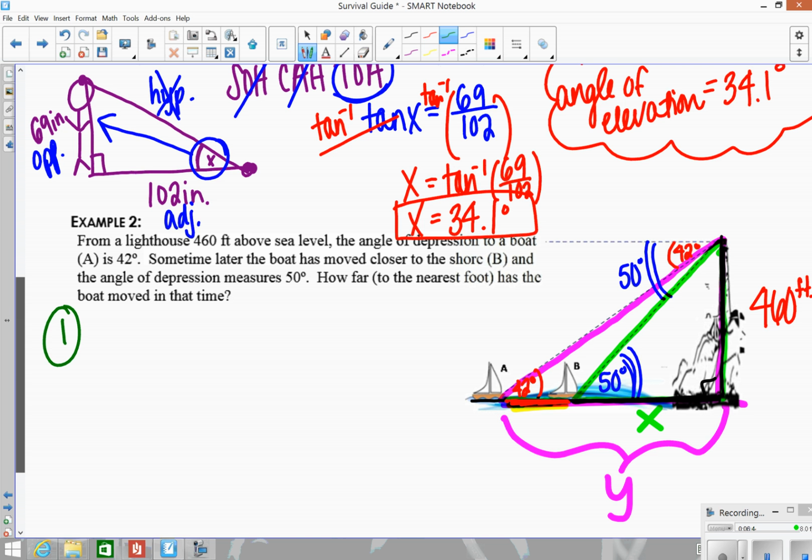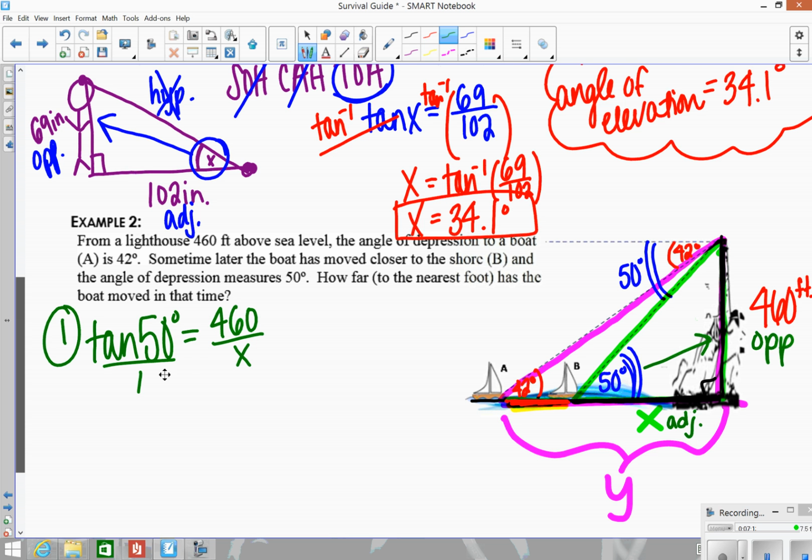So to solve for x, I'm going to look at, okay, the opposite will be this, going across from that angle. And then this is going to be the adjacent because the hypotenuse is up here. So I know I'm going to be using tan. So if you think SOHCAHTOA, you're using the O and the A, so tan. So it'll be tan of 50 equals opposite, which is 460 over the adjacent, which is x.